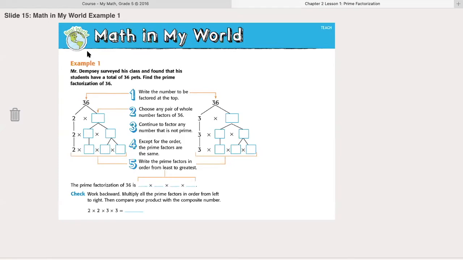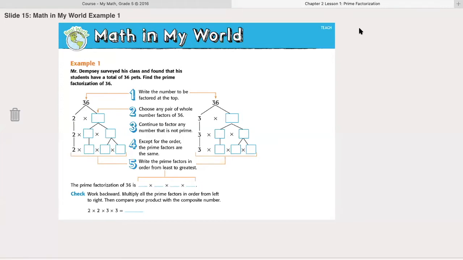You can write every composite number as a product of prime factors. This is called the prime factorization of a number. A factor tree is a diagram that shows the prime factorization of a composite number.